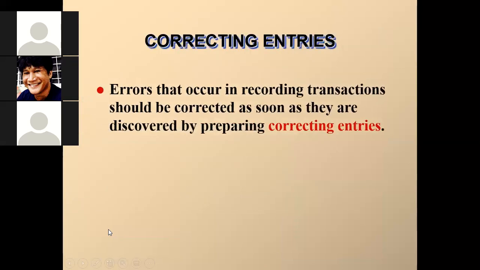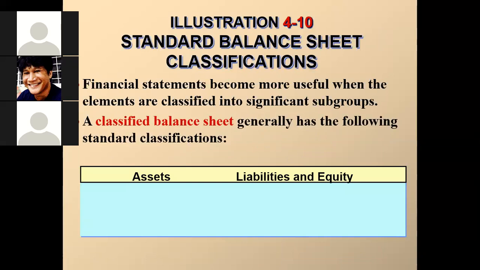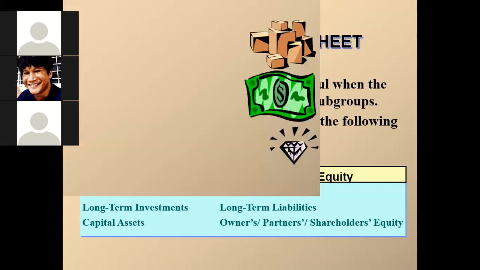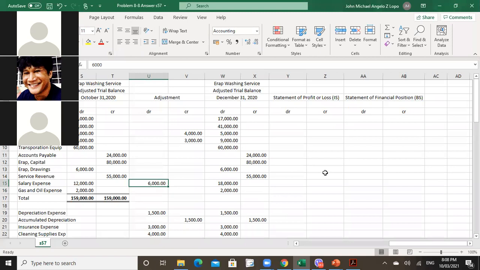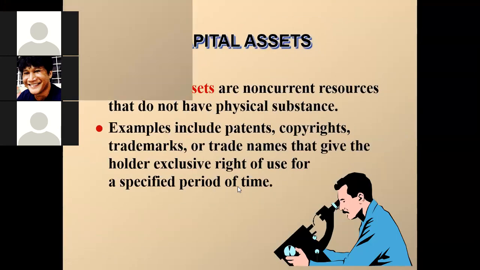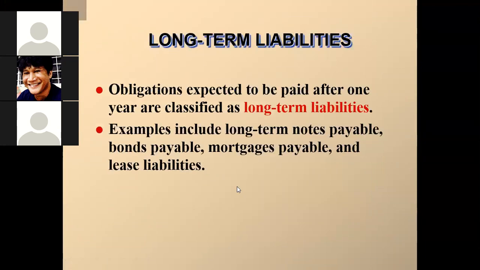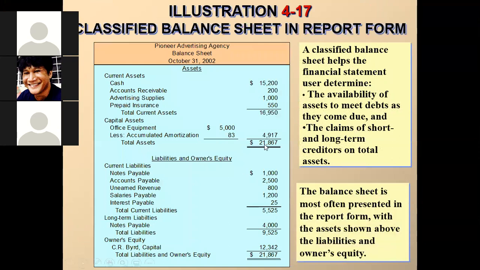I will not discuss this reversal anymore. Again, classified as the balance sheet, current assets. So we will now go to this. In terms of your statement of profit or loss, by the way, sorry. Current assets, just read na lang ito. Capital assets, I think I have here long term. So I discuss one by one. Take note of this classified balance sheet.